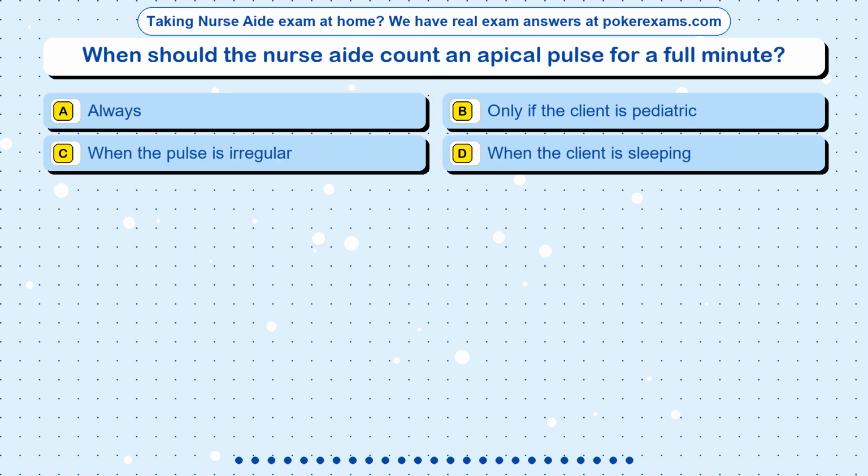Question 23. When should the nurse aide count an apical pulse for a full minute? Option A, always. Option B, only if the client is pediatric. Option C, when the pulse is irregular. Option D, when the client is sleeping.